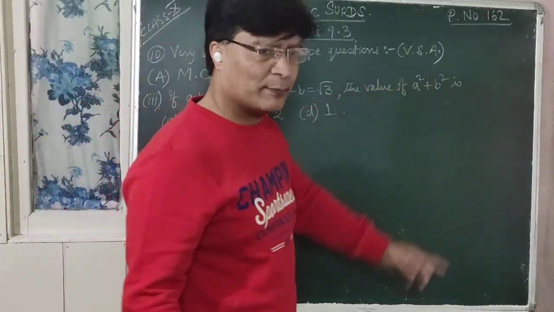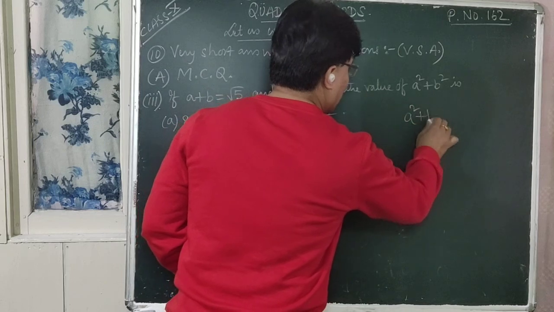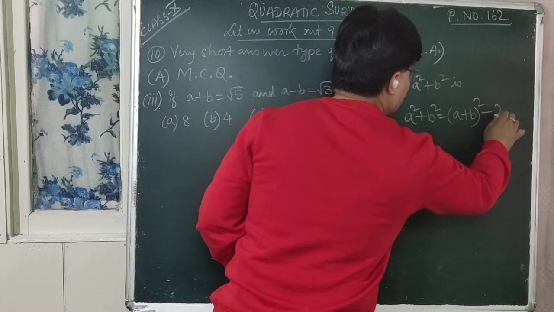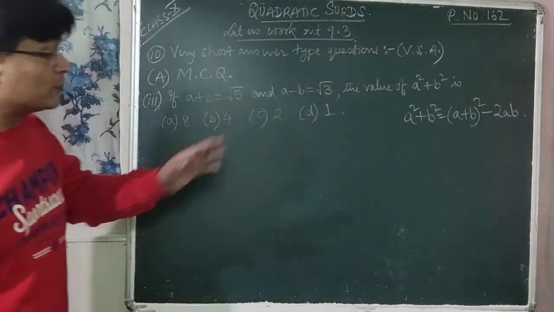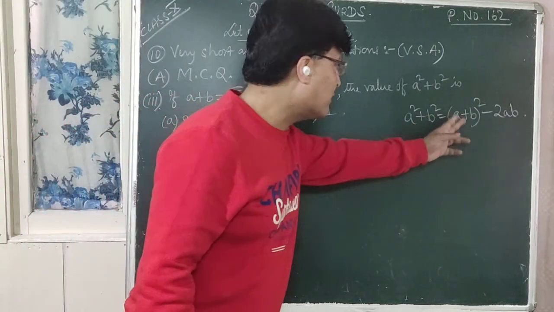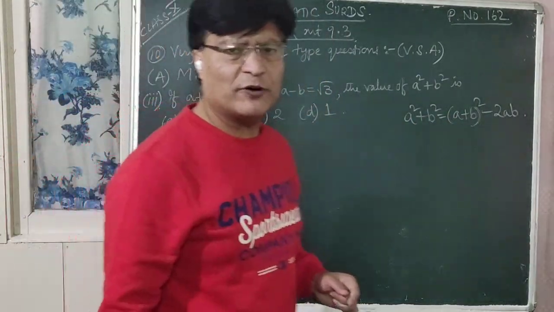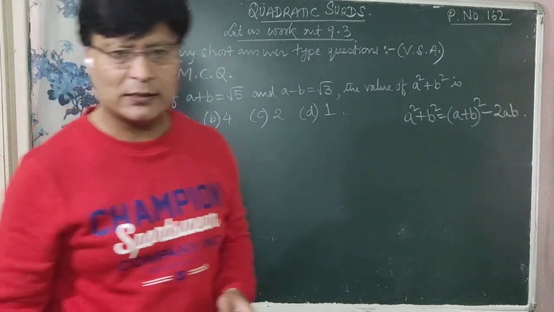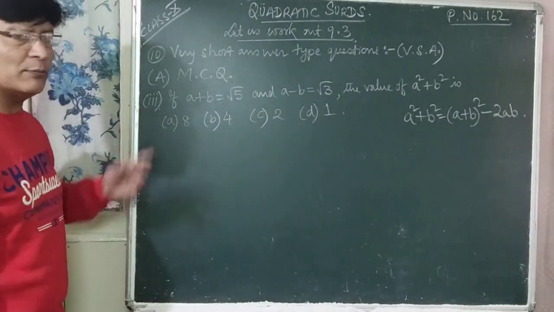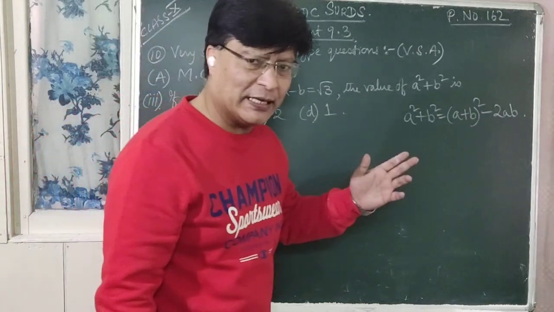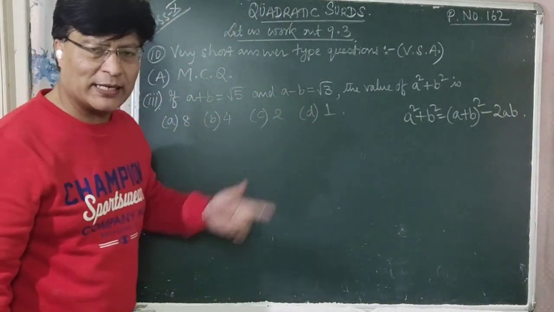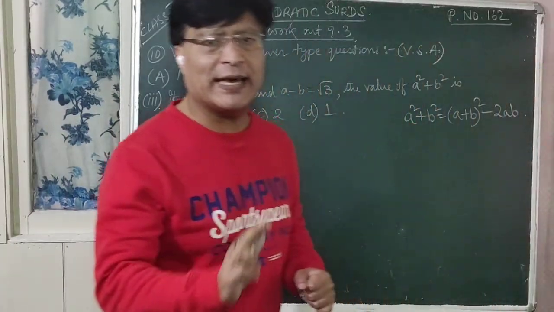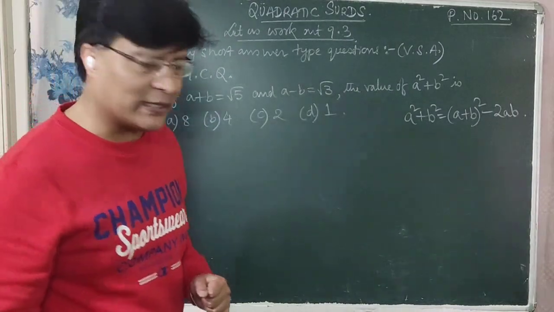So you know the formula of a square plus b square, isn't it? That is a square plus b square is equal to a plus b whole square minus 2ab. This is the formula. You know the value for a plus b, but we don't know the value for ab. So first of all, from these two given, you have to get the value for ab, as we have done in the previous one. In number 2, we calculated ab from the given values of a plus b as well as a minus b.